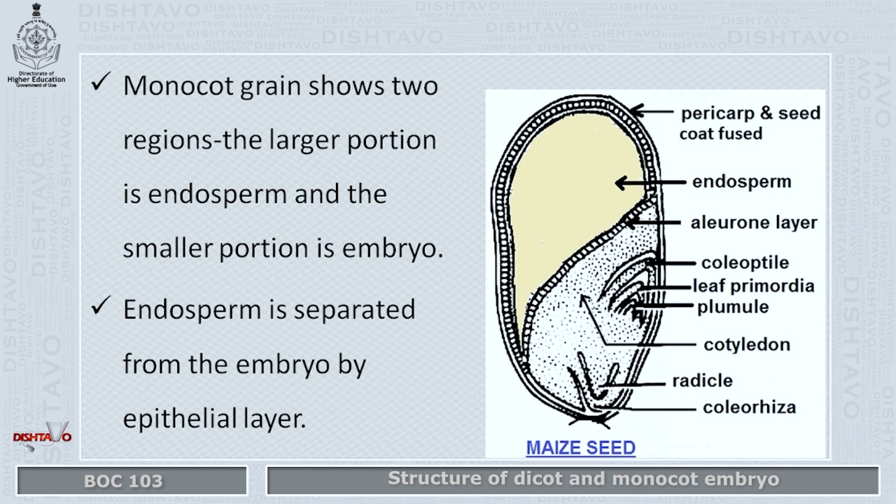So the difference between the monocot and the dicot embryo is that in the case of the monocots, there is a single cotyledon present, and in the case of the dicots, there are two cotyledons present. The monocots show the cotyledon present on the lateral side of the embryonic axis, and in the case of the dicots, the cotyledons are present on either side of the embryonal axis, and they are almost parallel to the embryonal axis.